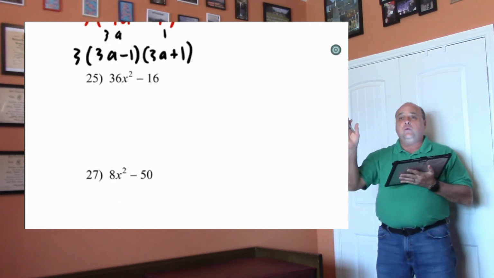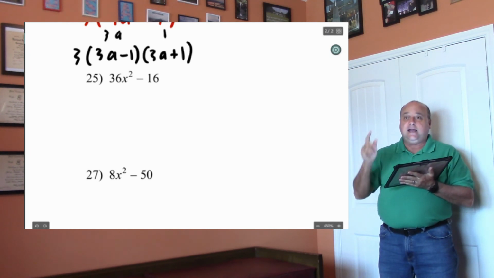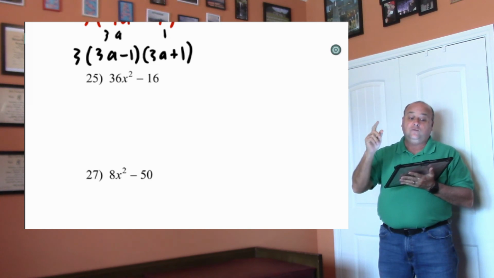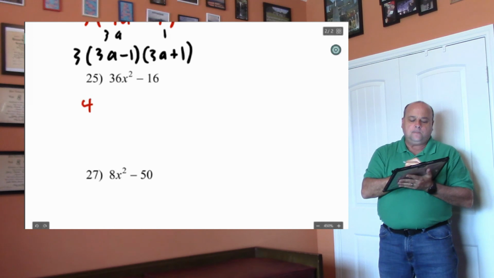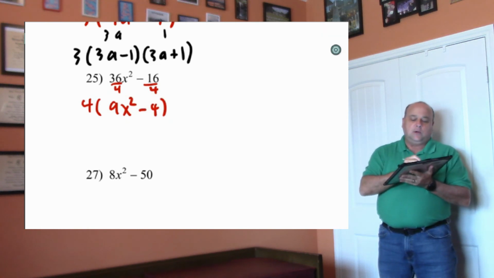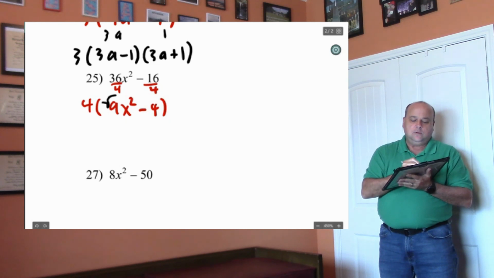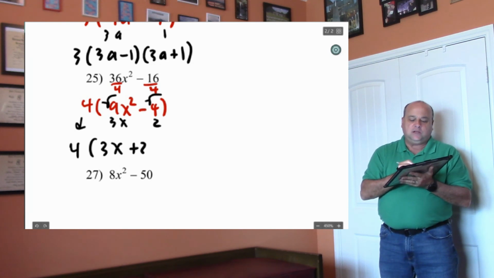25. On this one right here, this is kind of tricky because they both divide by 2, don't they? Actually, they both divide by 4. So let's divide them by 4. And I'll get 9x squared minus 4. Notice my numbers are smaller, aren't they? So I'm going to square root, and I'm going to get 3x and 2, aren't I? So I'm going to drop my 4, and I'll have 3x plus 2 and 3x minus 2.